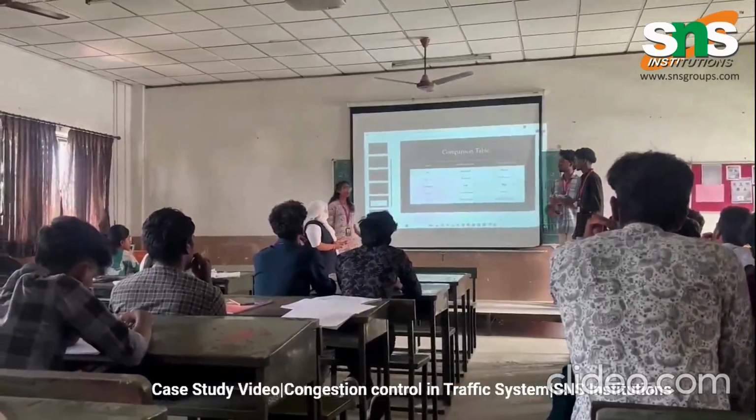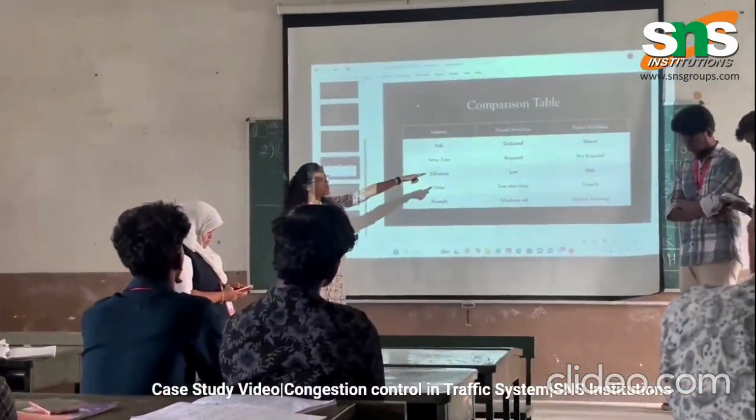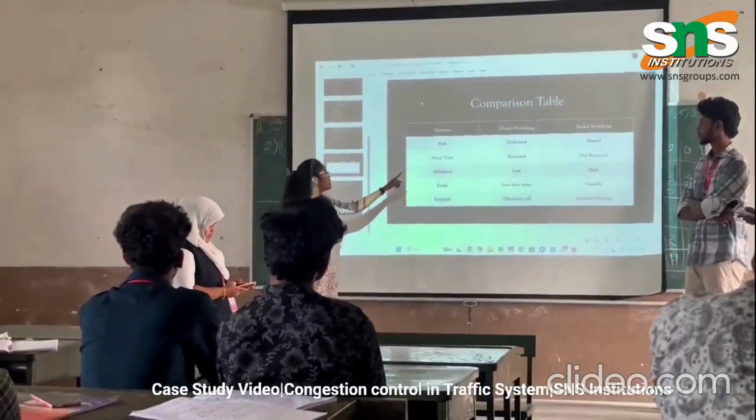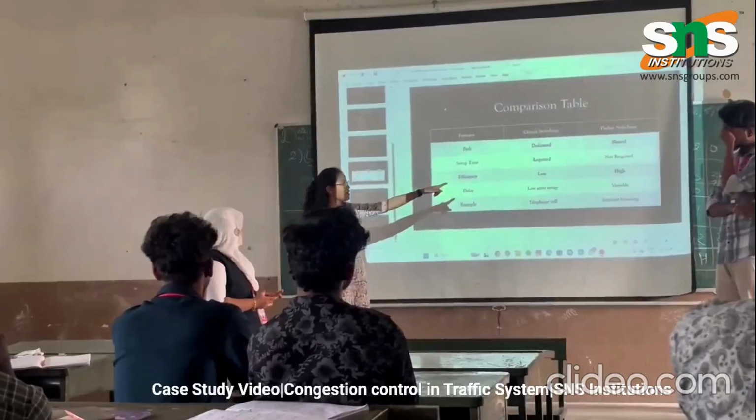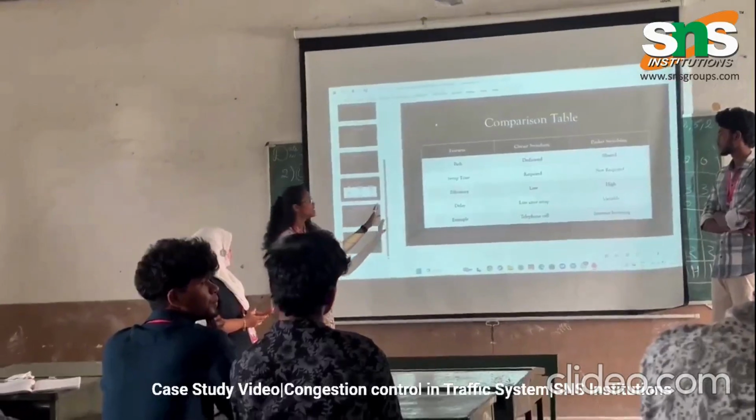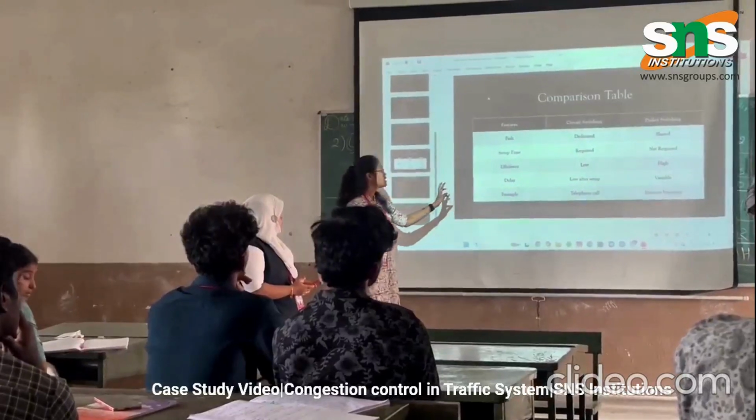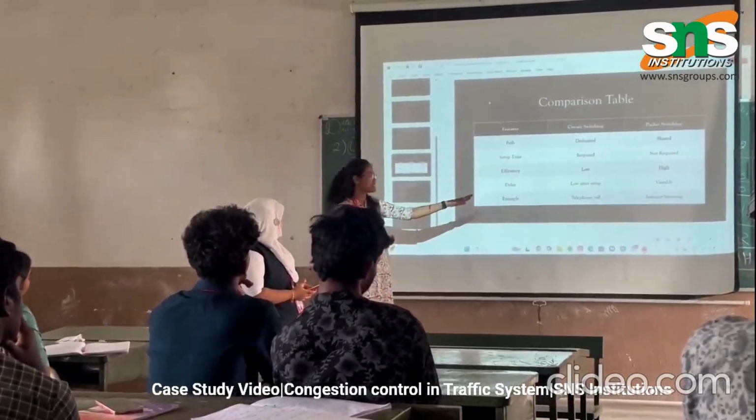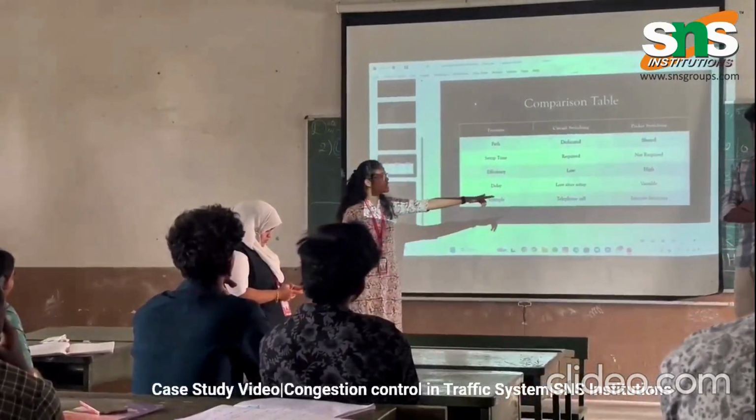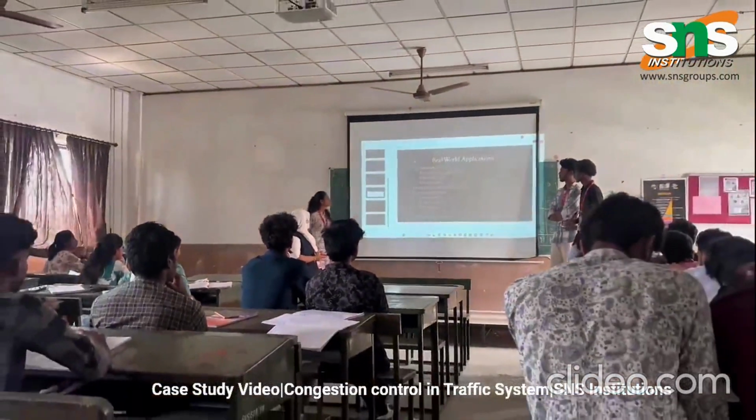So let's compare. In circuit switching you have a dedicated path, and in packet switching the path is shared. In circuit switching a setup phase is required, and in packet switching it is not required. The efficiency is low in circuit switching, and in packet switching it is high. The delay is low in circuit switching. The example for circuit switching is a telephone call, and for packet switching the example is the internet.